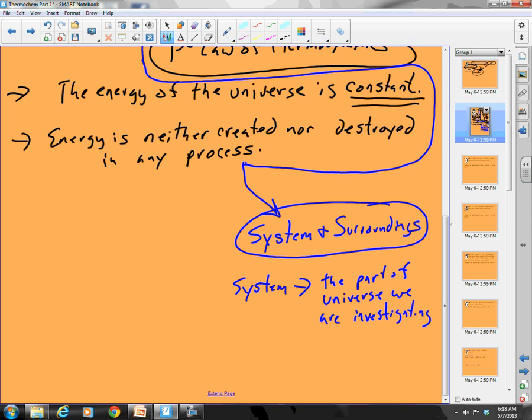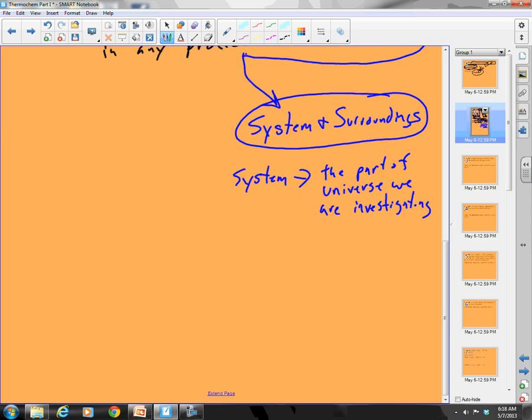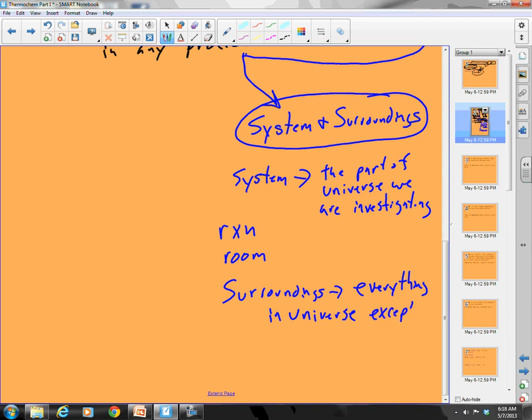And that can change every day. If we're looking at a reaction, then it's probably the reaction. If I'm looking at the room, then it's the room. But I can define essentially what the system is. And then the surroundings are, what are the surroundings? Everything in the universe. Boy, I like that. Everything in the universe except what? Except the system. Cool.